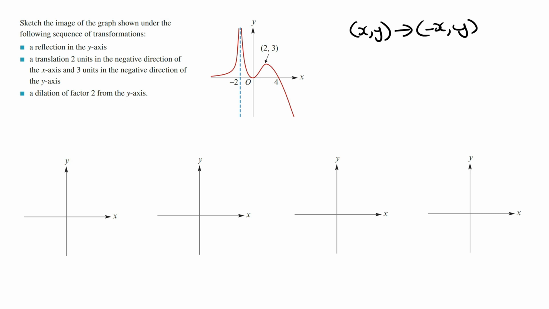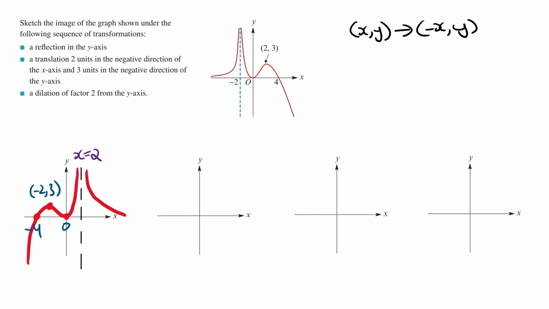If we reflect this graph in the y-axis, then the vertical asymptote is now going to become the line x is equal to 2. The coordinates of the turning point are going to become (-2, 3), and the x-intercepts are going to be at (-4, 0) and (0, 0). And so sketching this graph is going to look something like this.